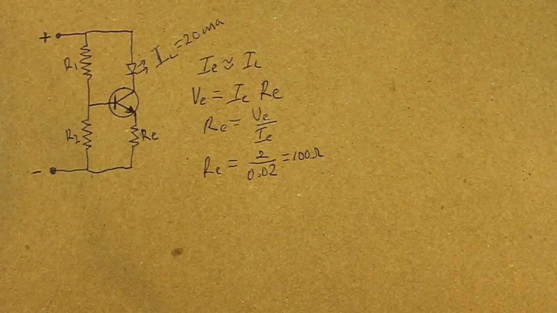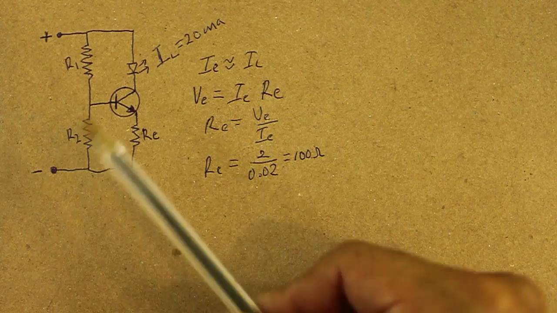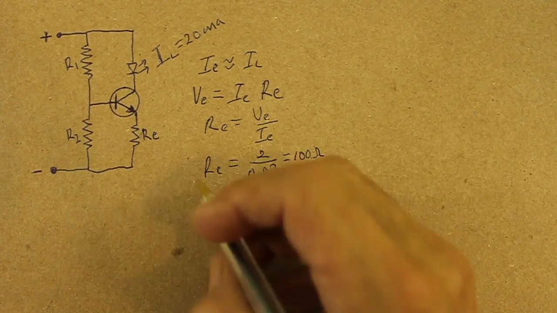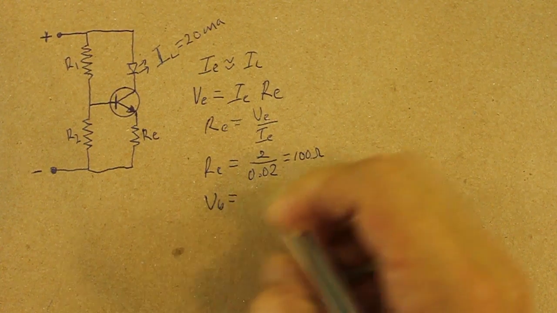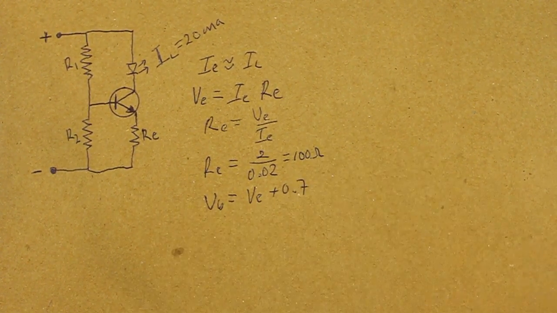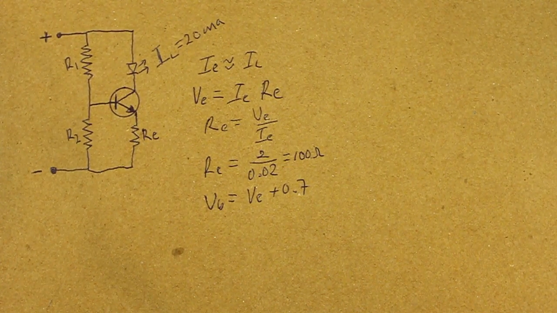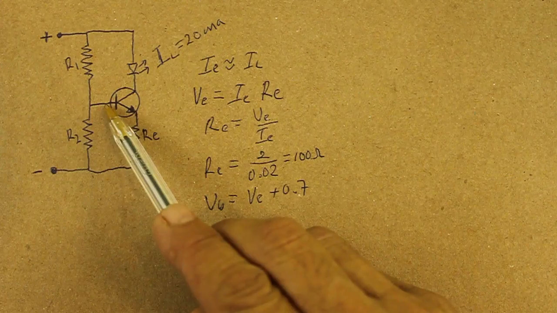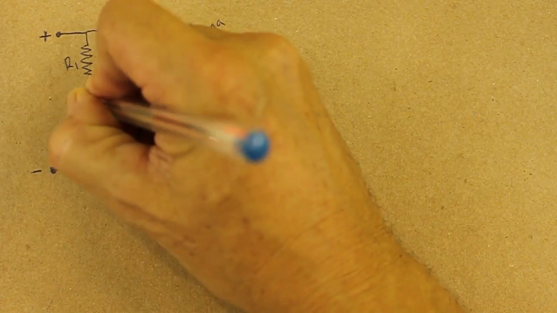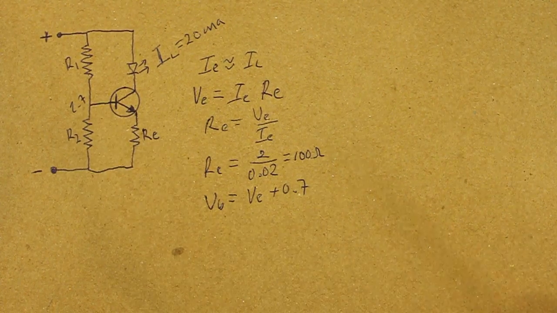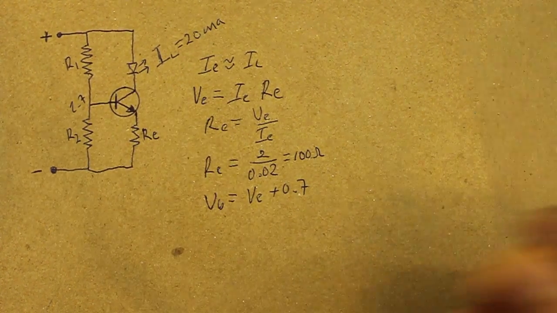Now, for most transistors, the voltage at the base is equal to the voltage at the emitter plus 0.7 volts. So that will be 2.7 volts that we need at the base. How do we get the 2.7 volts? That is why we need the voltage divider.